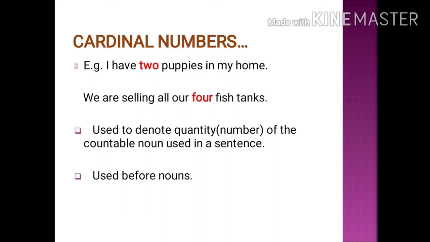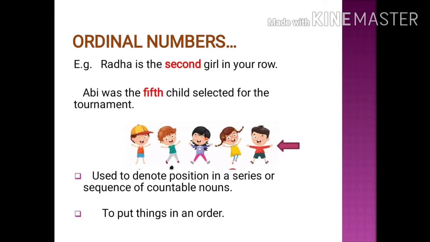Used before nouns. The next determiner type we're gonna learn is ordinal numbers. Children, I hope you know what are ordinal numbers. When you say 1, 2, 3, 4, these are cardinal numbers. When I say first, second, third, fourth, 20th, all these are called ordinal numbers. Look at the examples given here. Radha is the second girl in your row. Abhi was the 5th child selected for the tournament.